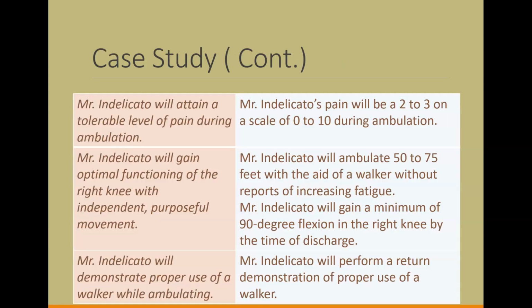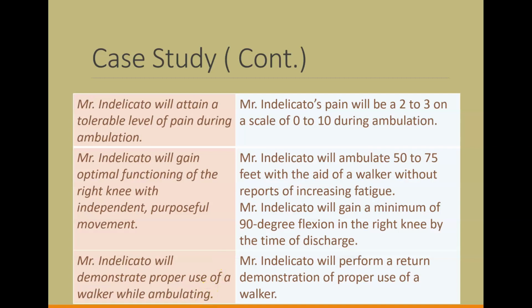And you want to work on those things. So first, you got to make sure you get that pain level down, because if you don't get the pain level down, Mr. Indelicato is not going to be doing anything. So you're going to make his goal that he's going to be down to 2 to 3 on a scale of 0 to 10 doing ambulation.